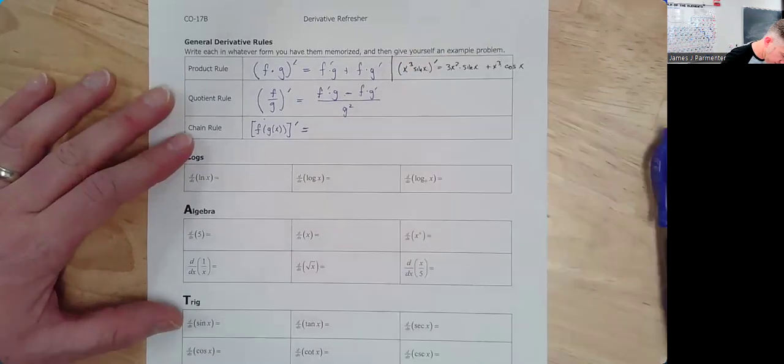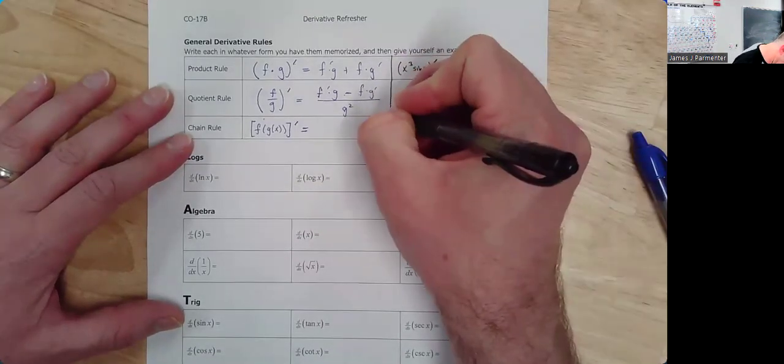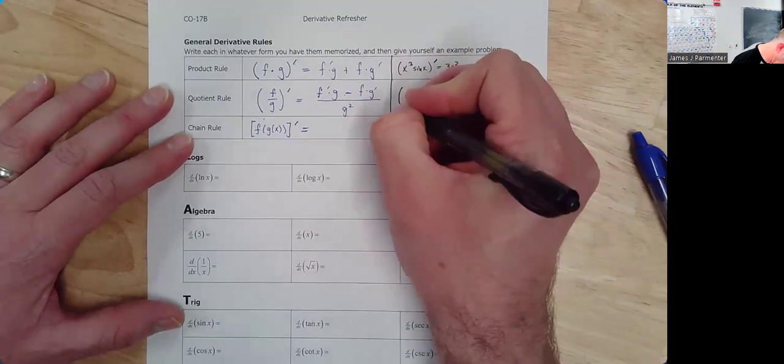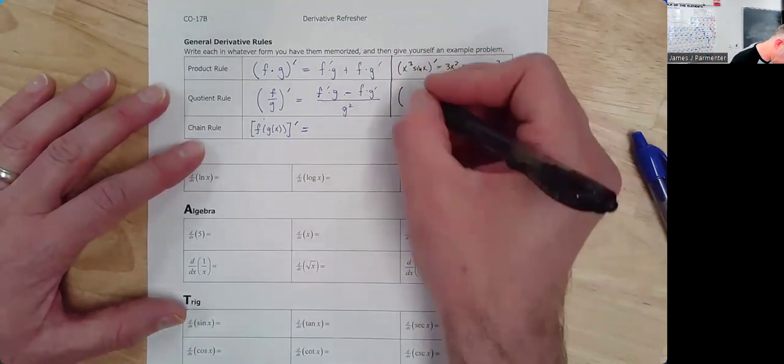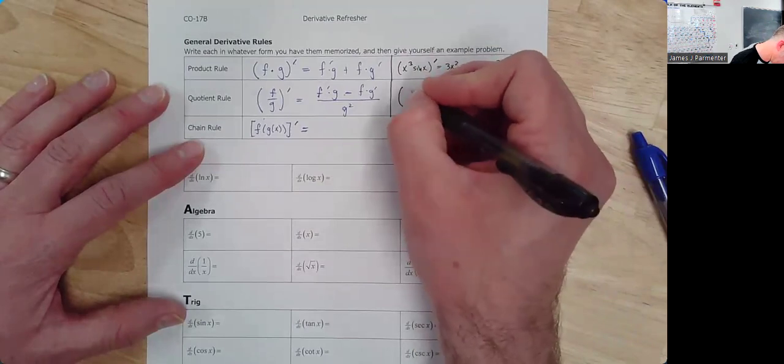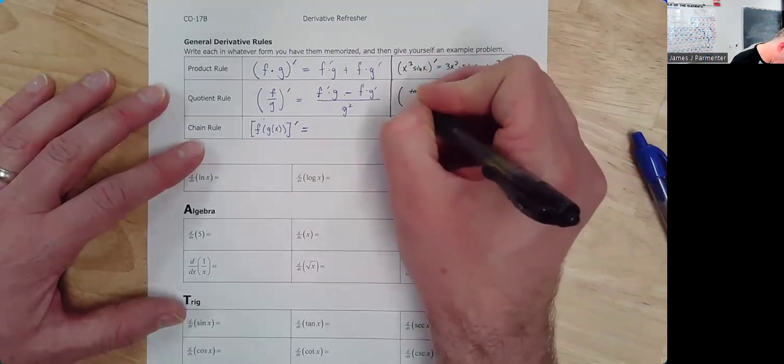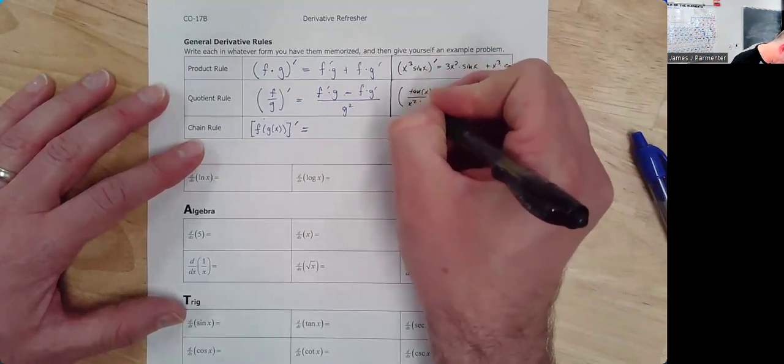Let's say I'm trying to write something that will fit in here. Let's say that I wanted to take the derivative of, let's see, something that will fit that's not too terrible. Sure, let's say we had tangent of x over x squared plus 1.